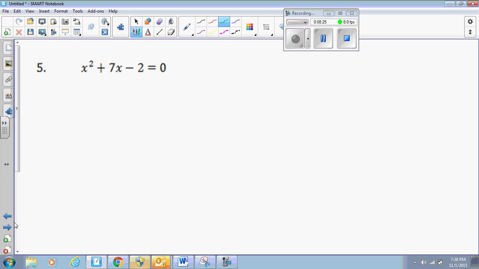Now number 5, I've got to first get rid of this 2, so I'm going to add 2 to both sides. X squared plus 7x equals 2, and I left a space for myself. So now I've got to take half of 7. That's going to be a mess because I have fractions. So I can either put 3.5 squared or plus 7 over 2 squared, because 7 over 2 is half of 7.